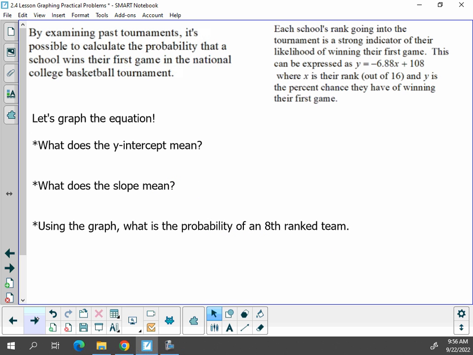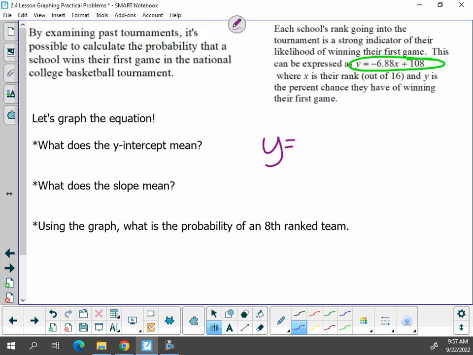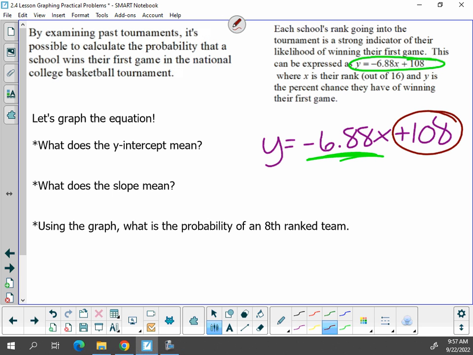And so as you can see, I've just added some more information about this problem. We're talking about the same problem. Here is the equation of the line that represents this problem. And as you can see, it's the same slope that we just calculated, negative 6.88. And then we have this other value that is our y-intercept. That's where our line would cross the y-axis.